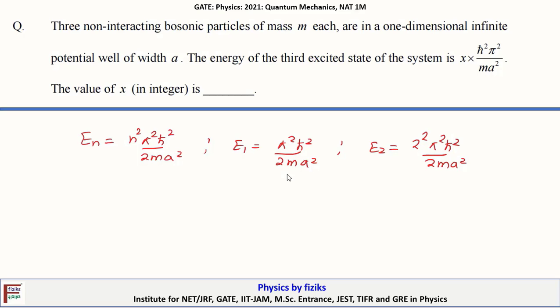Now we will see the distribution of the particles in the states. Okay? Now let us show it. GS is ground state, FES first excited state, SCS second excited state, and TES third excited state.